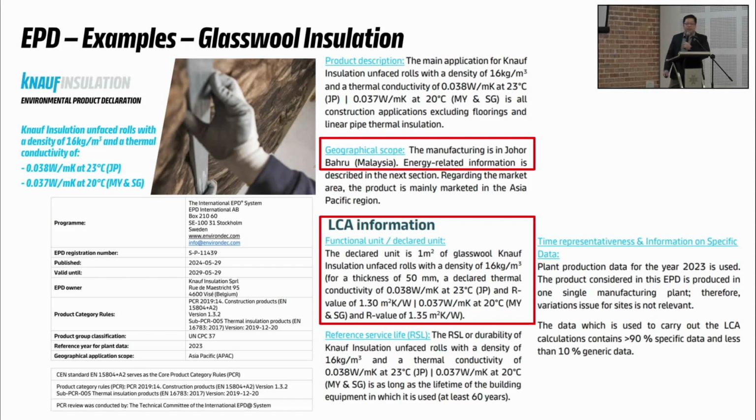However, some people say, oh, what if the declared unit is 0.5 square meter only, but this one is 1? So what can we do? The result, you times 2 to make it equal, right? So this is one of the most important things to look at in the LCA information.